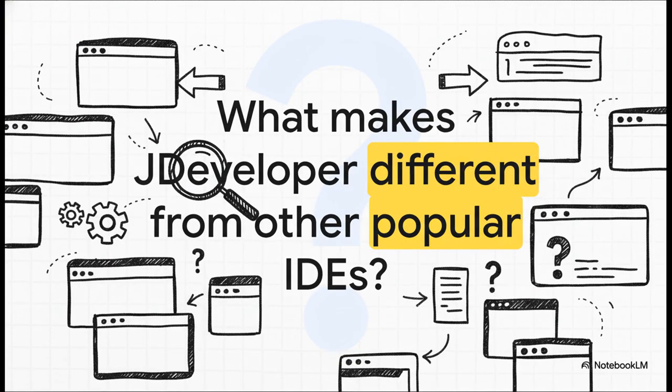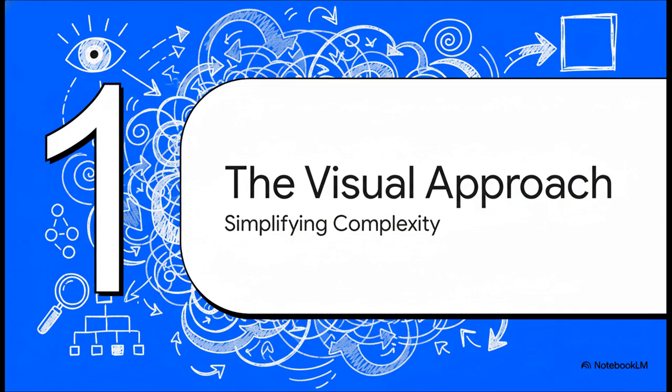Of course, in a world full of giants like VS Code and IntelliJ, you have to ask, right? What makes JDeveloper any different? Why would you choose it? That's the core question we're about to unpack. And the answer really comes down to its fundamental philosophy. While a lot of IDEs focus on making the raw coding experience as fast as possible, JDeveloper's core idea is different. It's all about taking a visual approach to simplify complexity.